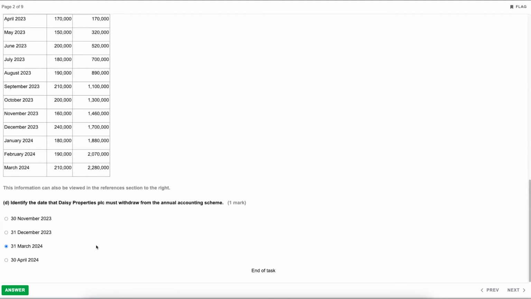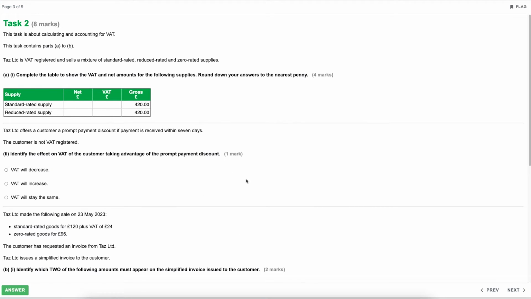So that's task 1 done. Let's now move on to task 2. So then task 2 is worth 8 marks, and this task is about calculating and accounting for VAT. This task contains parts A through to B.